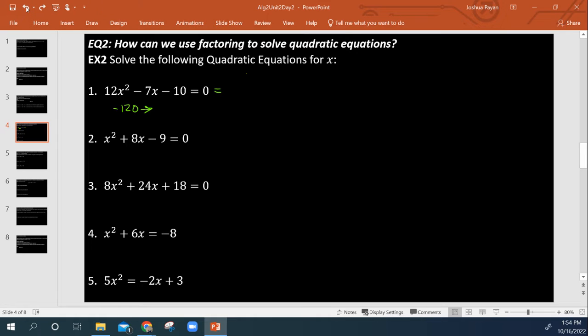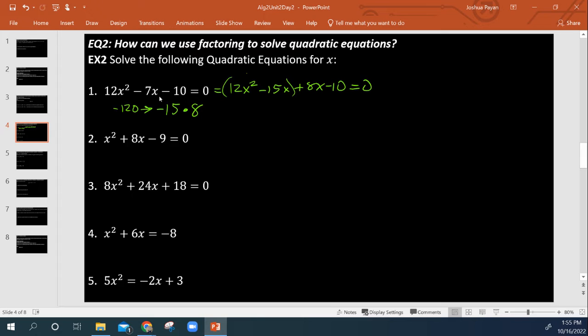Hmm. So I am not by any means the master of this. 15 and 8. Yes, those are going to be my factors that I want to use. So I'm going to use negative 15 times positive 8. So negative 15 times positive 8 gives me negative 120. And negative 15 combines with positive 8 to give me negative 7. Right? So that's going to give me 12x squared minus 15x plus 8x minus 10, and we're still set equal to 0 here, right?